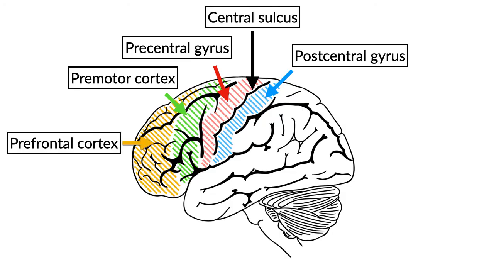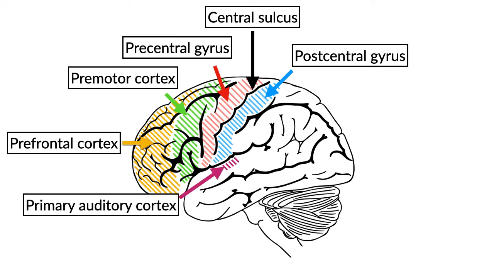So now we've done the frontal lobe. We've finished the frontal lobe, done the prefrontal cortex. Now we're going to go into the temporal lobe. And to start with, we have here the primary auditory cortex.